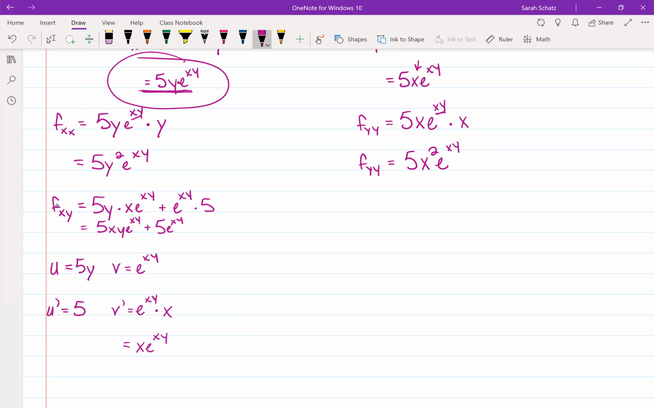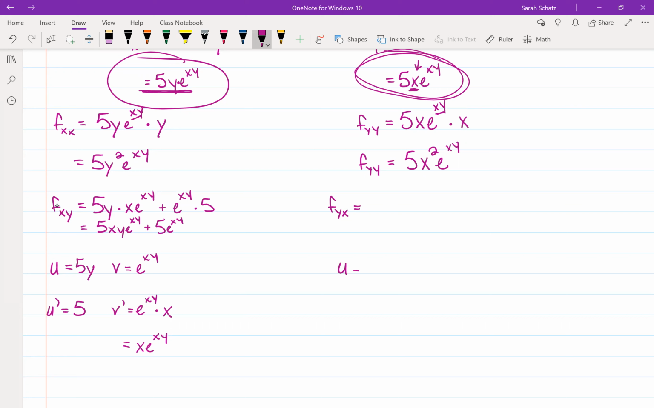Okay, so there's fxy. Now I know I should get the same value for fyx. So let's see what we get here. All right, so fyx, we're going from fy, which is this one up here, the 5x e to the xy. And this time we're going to take it with respect to x. So with respect to x, this is product rule again, right? I can't say that this x is constant anymore. So I need u's and v's.